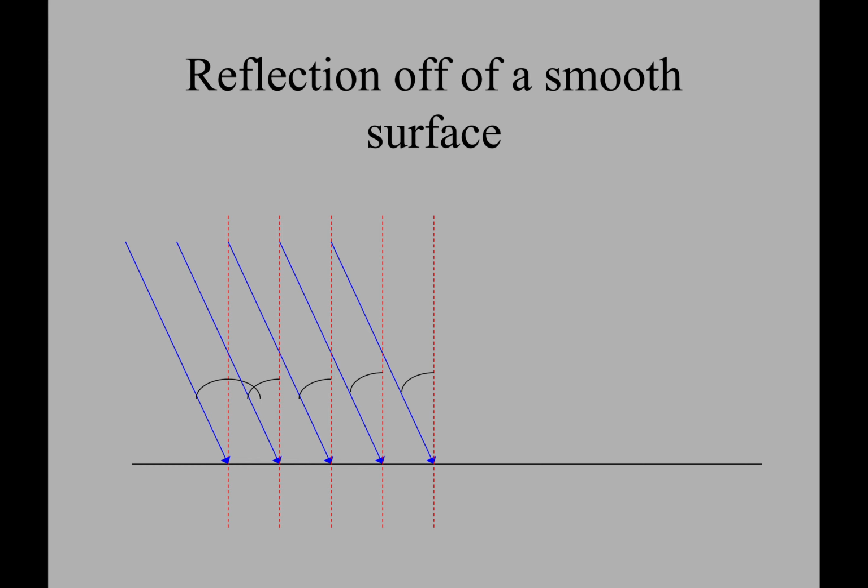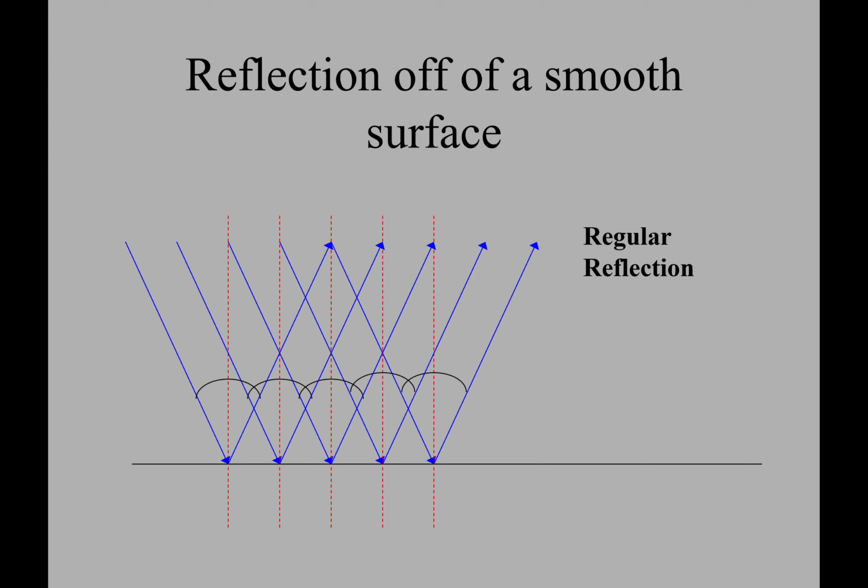And you can see as we draw each angle of reflection and then the reflected ray, voila, all of the reflected light comes out also traveling parallel in the same direction. This is called regular reflection. This is off of a smooth surface.